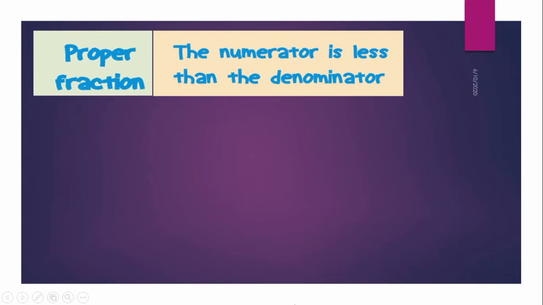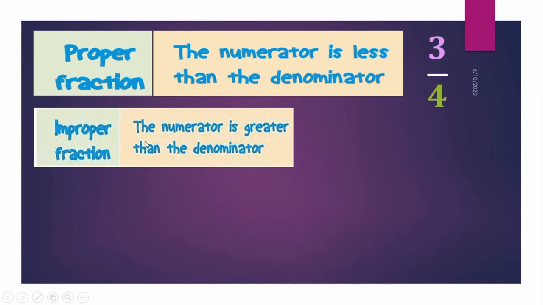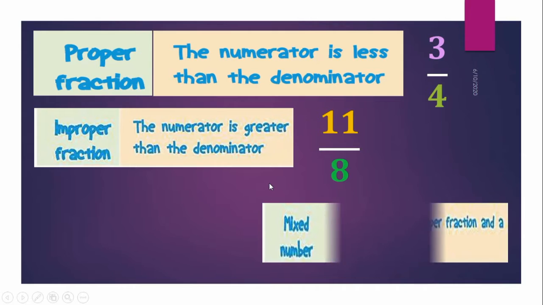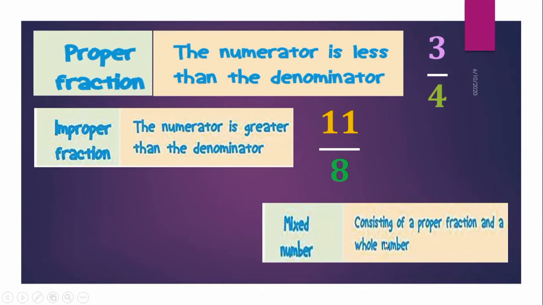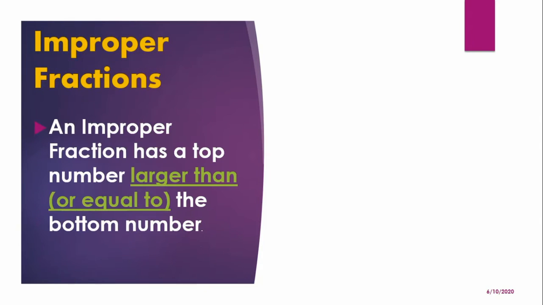Now, definition for each type of a fraction. Proper fraction: the numerator is less than the denominator, example 3/4. Improper fraction: the numerator is greater than the denominator, example 11/8. And mixed number consisting of proper fraction and a whole number, example 5.5.